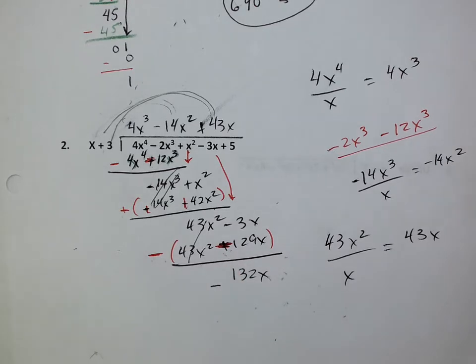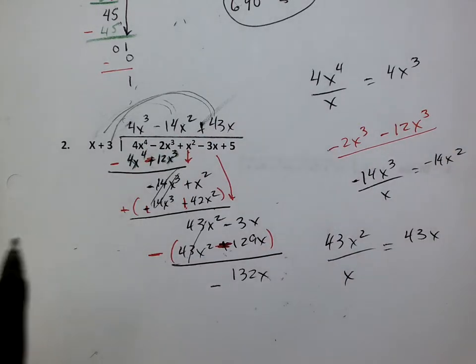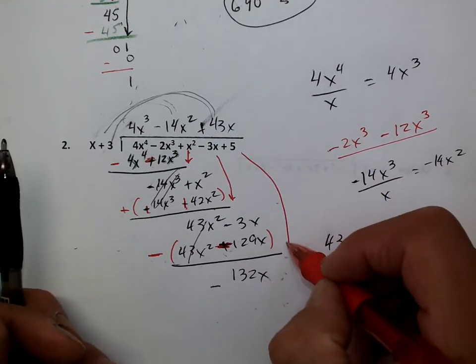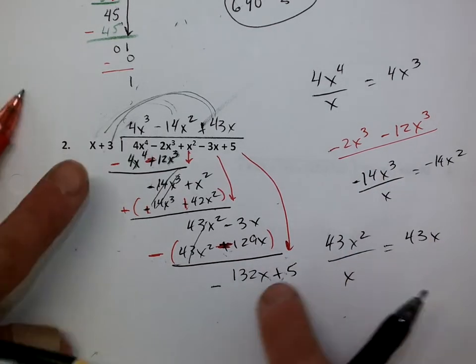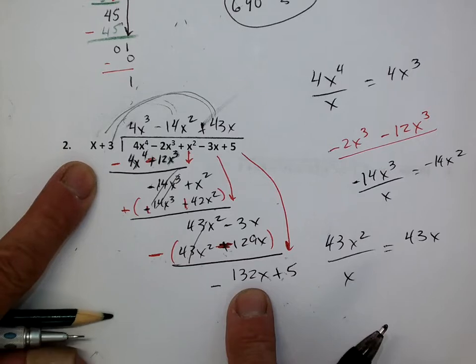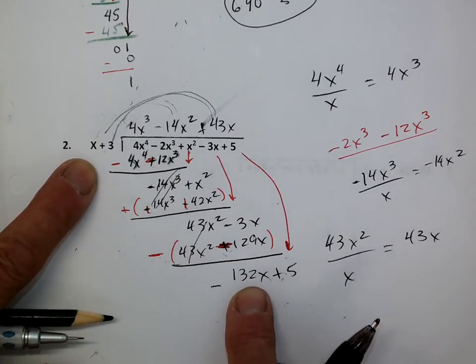So let me keep going. So now I bring down the next term, bring down the 5. I'm going to go plus 5. Almost done. x goes into negative 132x. Well, negative 132 times.